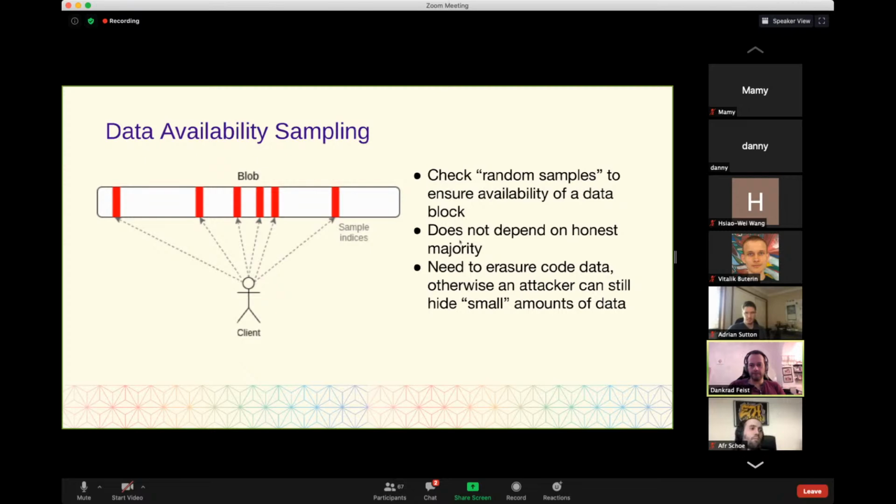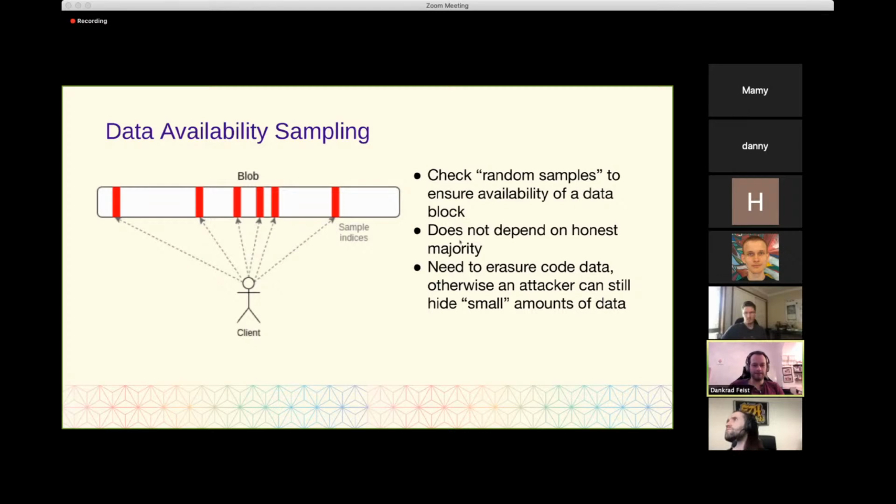The advantage of doing this is that this does not depend on the honest majority. So for example, an alternative data availability solution is you send a committee to download the full data and vote on whether it's available. That's actually what we're going to do as well. But the problem is that it only works if the majority of that committee is honest. And that again only works if, as a very minimum, the majority of validators is honest. And data availability sampling even works when that is not the case.